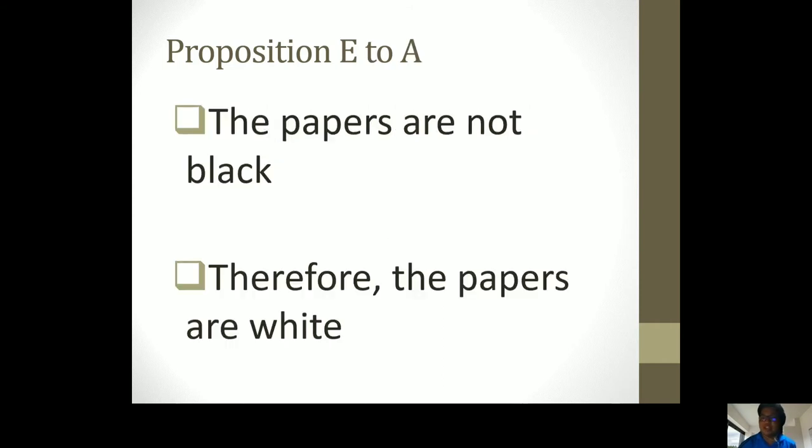Next, proposition E to A. E means universal negative. The papers are not black. Okay. Your subject term here is the papers, or you can say all papers, okay? So therefore, you will say all papers are white. So you're going to make your copula now as positive. This is negative, you're going to make it positive.